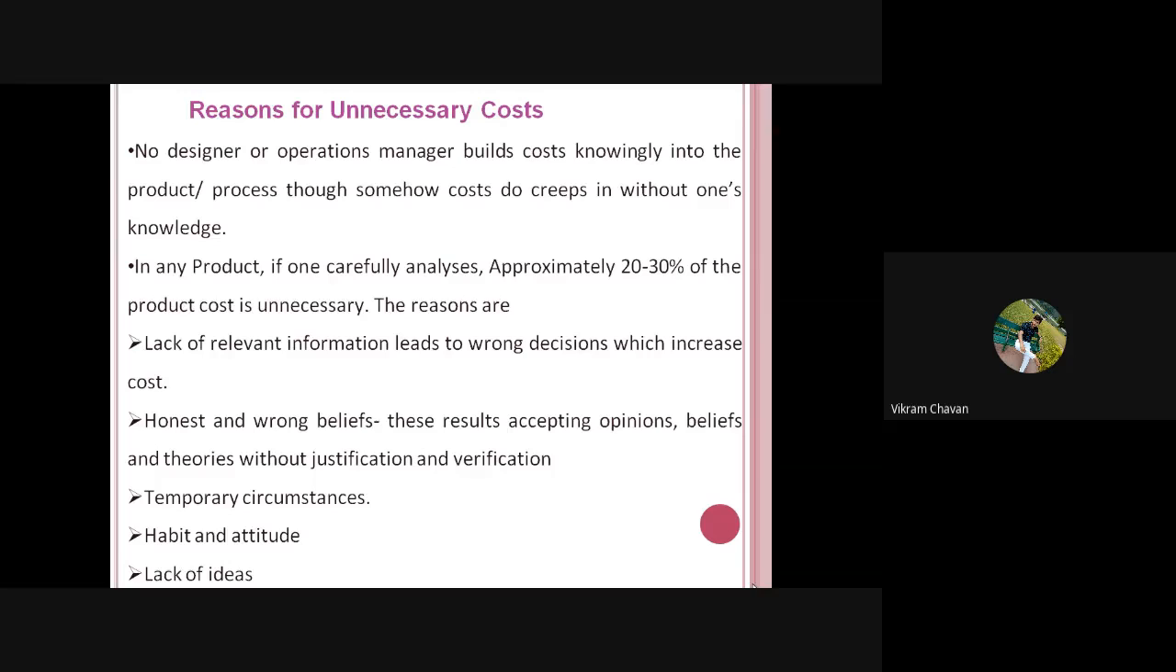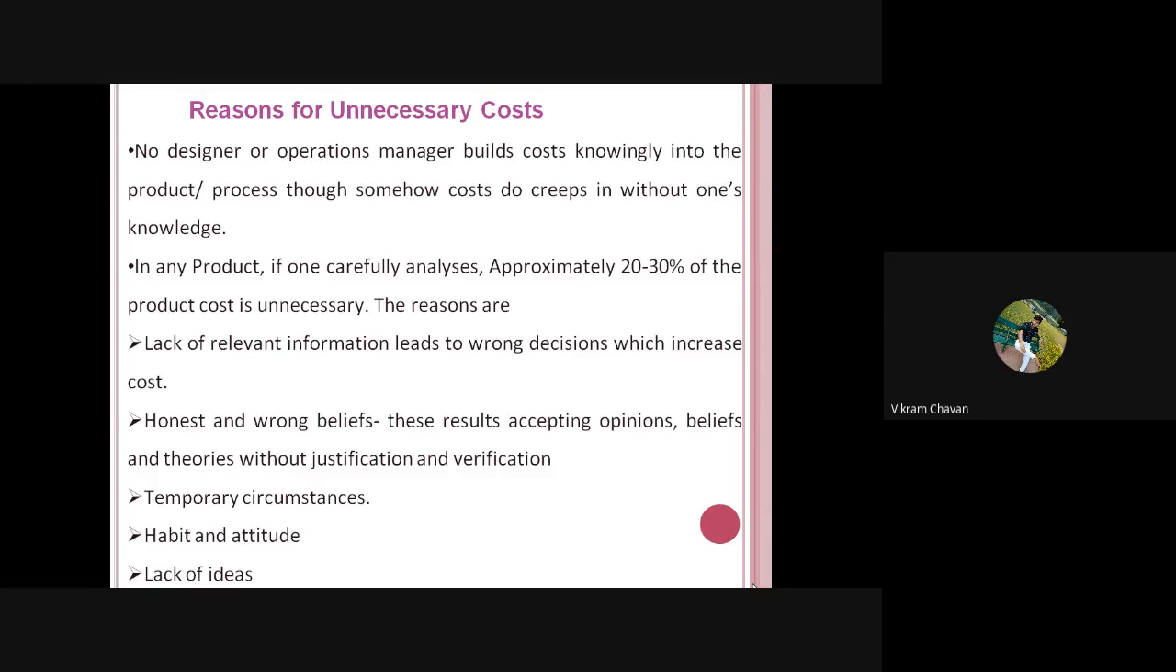Also, take the scenario of a manufacturing department: which procedure or operation is required to produce that component. If mismatching operations are used, a single operation can add extra or unnecessary cost. So lack of knowledge related to production also increases the cost of the product.